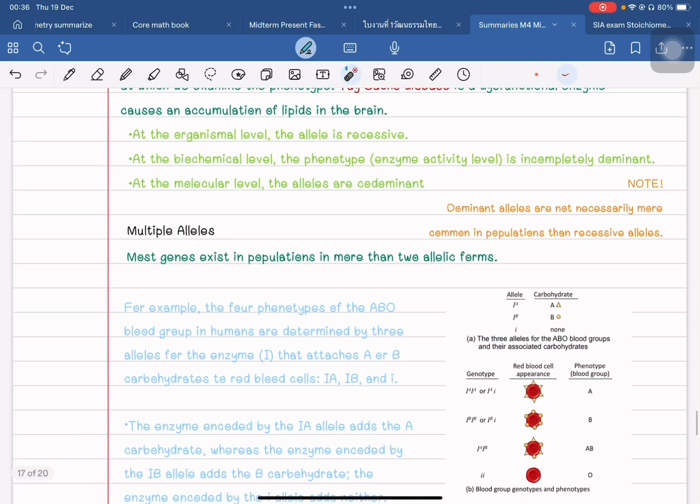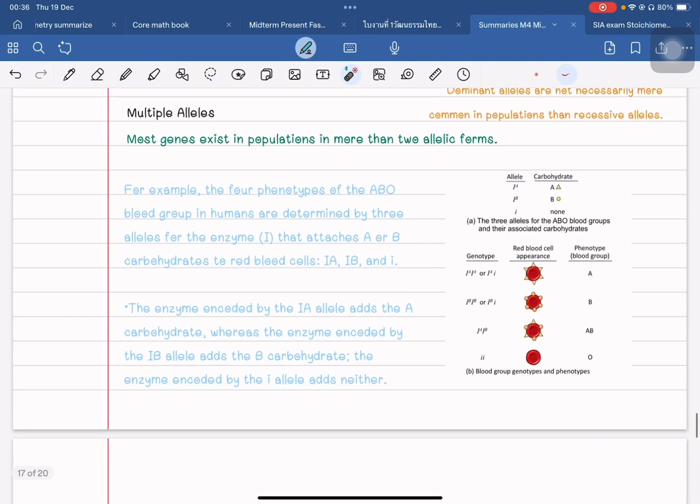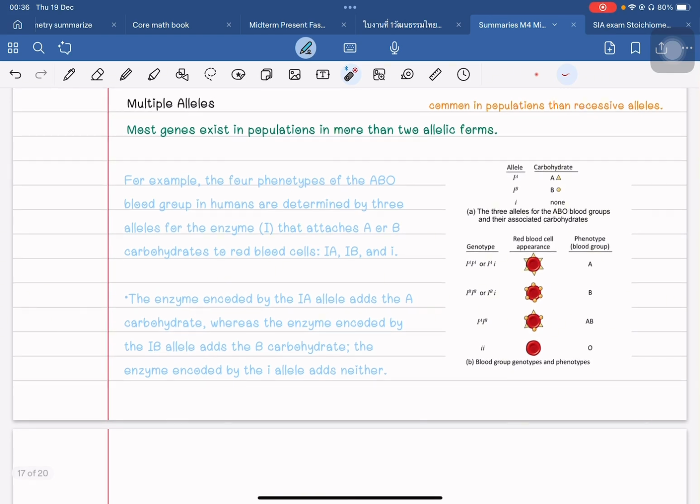Multiple alleles: more genes exist in populations in more than two allelic forms. For example, the four phenotypes of the ABO blood group in humans are determined by three alleles of the enzyme I that attaches A or B carbohydrates to red blood cells: IA, IB, and i. The enzyme encoded by the IA allele adds the A carbohydrate, whereas the enzyme encoded by the IB allele adds the B carbohydrate. The enzyme encoded by the i allele adds neither.